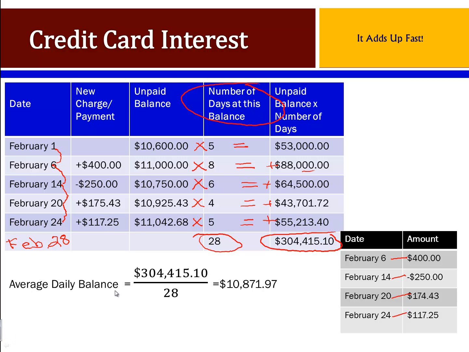So the average of the daily balance, so we have to find the daily balance for every single day of the month and add it together, and that's what we've done here. And the average daily balance would be that total divided by 28 days. And that gives us an average daily balance of $10,871.97. And this is an important amount, because this is what is used to calculate the interest that is owed for this month of February.